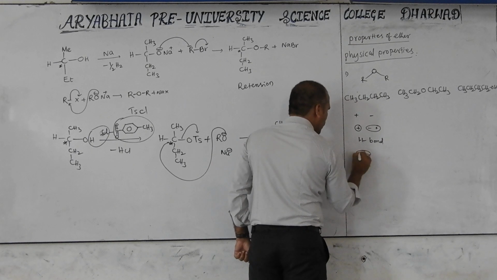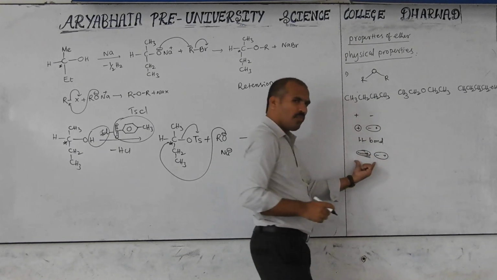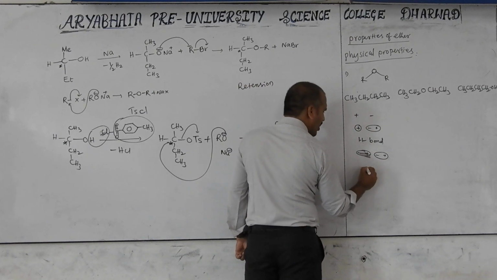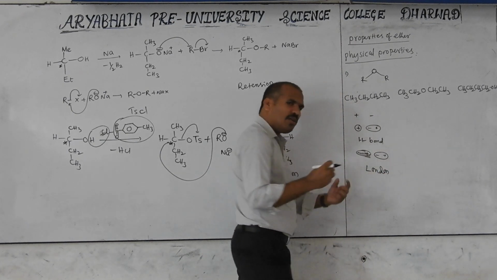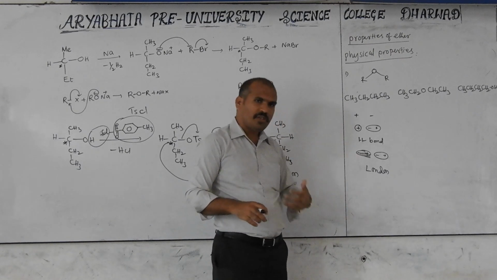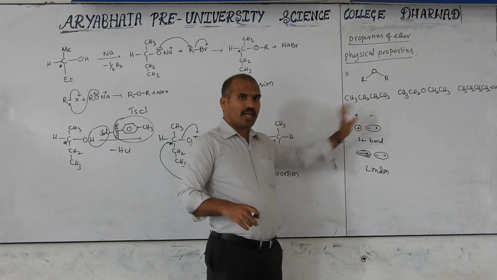Otherwise, you can write like this: negative, positive, negative, positive. These are dipolar forces. Next one, normal London forces, which we call induced forces. In this order, we have to remember which has more effect on the boiling point. This will have more effect: positive, negative.